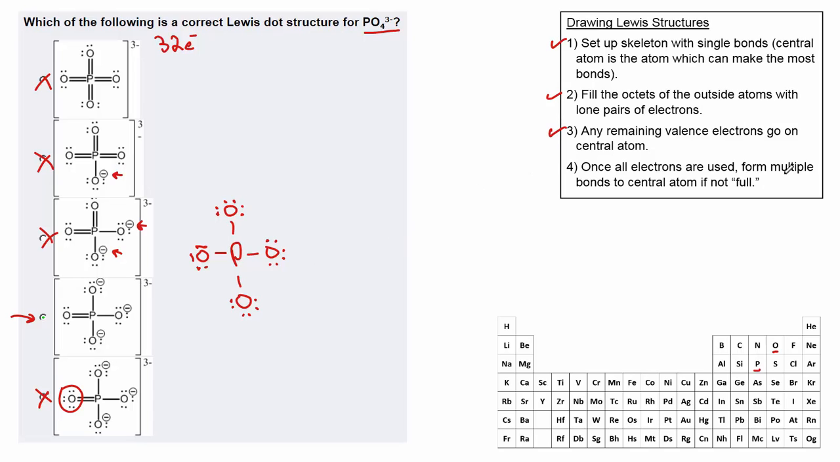Then once all electrons are used, form multiple bonds to the central atom if not full. In this case, the phosphorus does have a filled octet. But one last rule, which is not needed for most compounds, is that we're going to look at formal charges. Oxygen normally has 6 valence electrons, and here it has 1, 2, 3, 4, 5, 6, 7. And 6 minus 7 is -1. Same thing for all the oxygens. For phosphorus, it normally has 5 valence electrons. Here it has 1, 2, 3, 4. 5 minus 4 is +1.